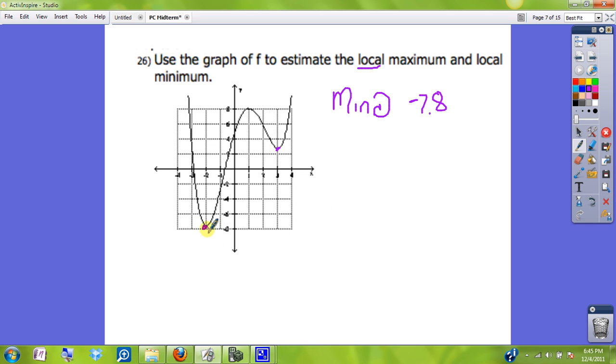And notice I'm listing the actual minimum, not the x value where it occurs, but the actual height or the y value. We have another minimum close to 3. I'm going to say 2.8 on that one. And then we have a local max, and this one's a little bit easier to read, close to 8. And that's how you'd answer these types of questions. If it said absolute, you'd want just the highest and the lowest of the graph.